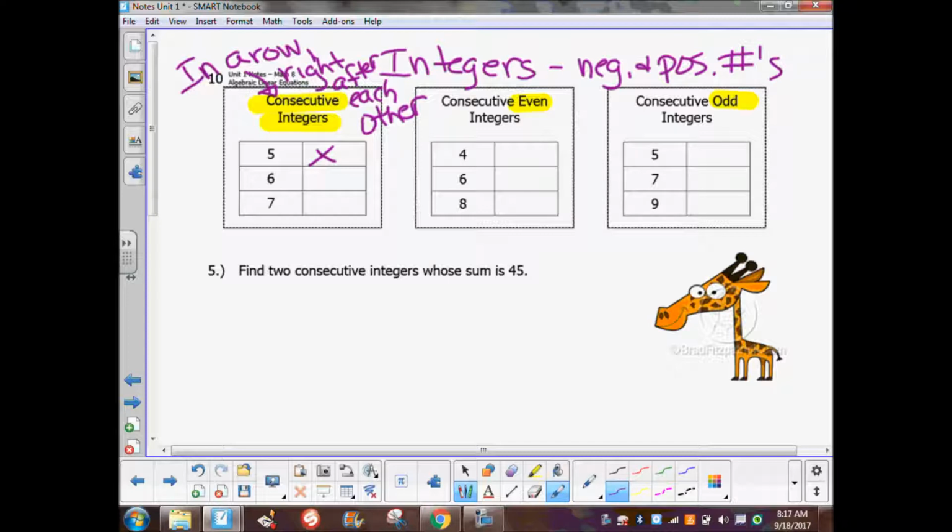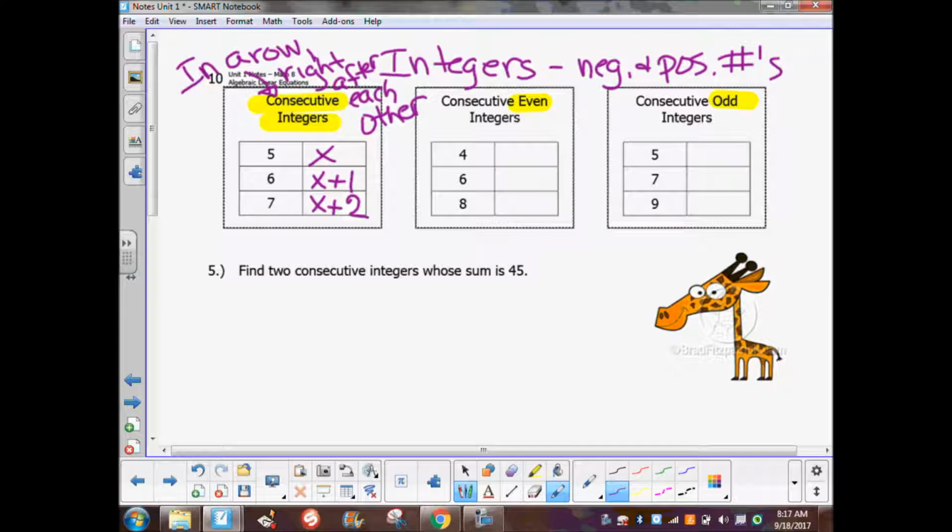And then I had to get to 6. How do I go from 5 to 6? I just do what? Add 1. So if my first number is x, how do I get to my next number? X plus 1. How do I get to 7, or my third number? X plus 2. You got it.